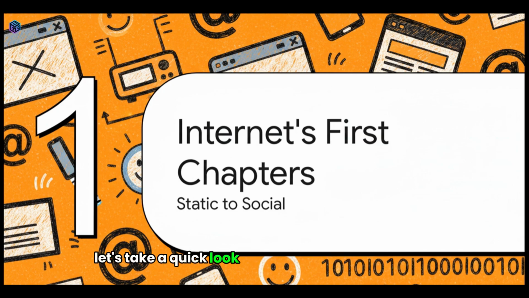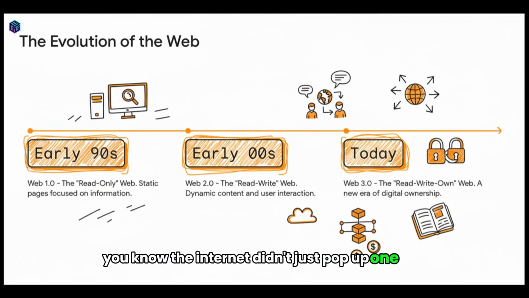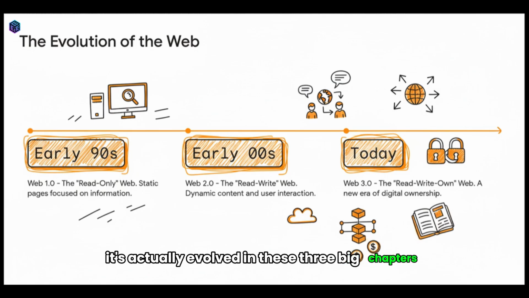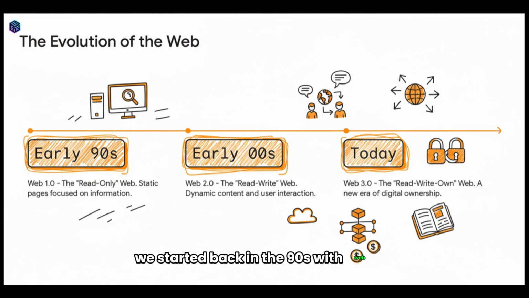Let's take a quick look back at the internet's history. You know, the internet didn't just pop up one day looking like it does now. It's actually evolved in these three big chapters. We started back in the 90s with Web 1.0, which was basically a read-only web. Then, in the early 2000s, Web 2.0 came along, the read-write web we all know. But what's coming next? Well, that's Web 3.0, the read-write-own web.